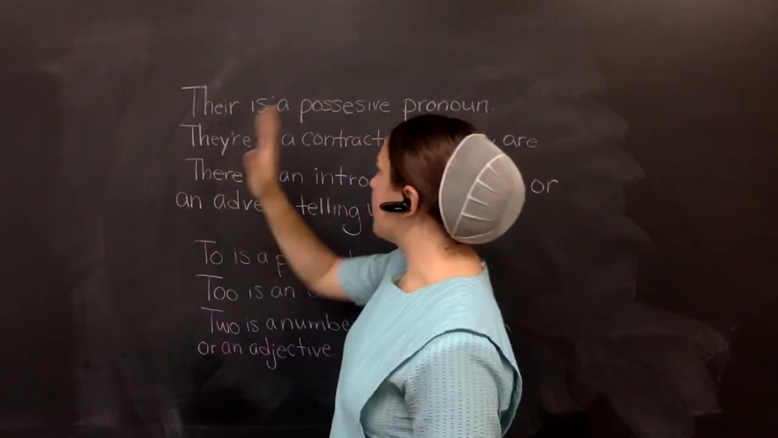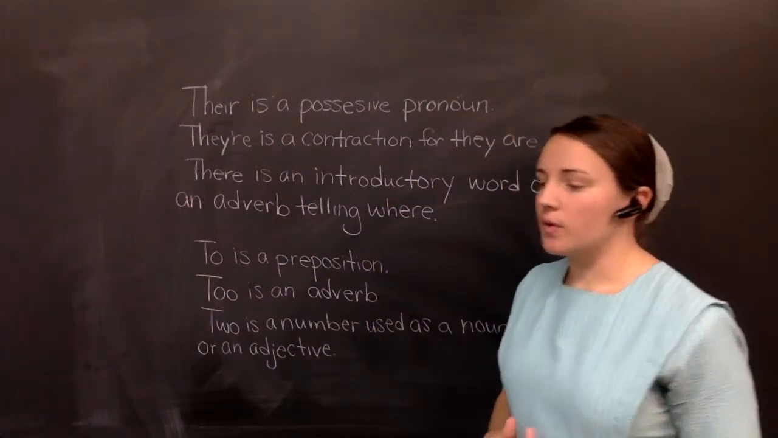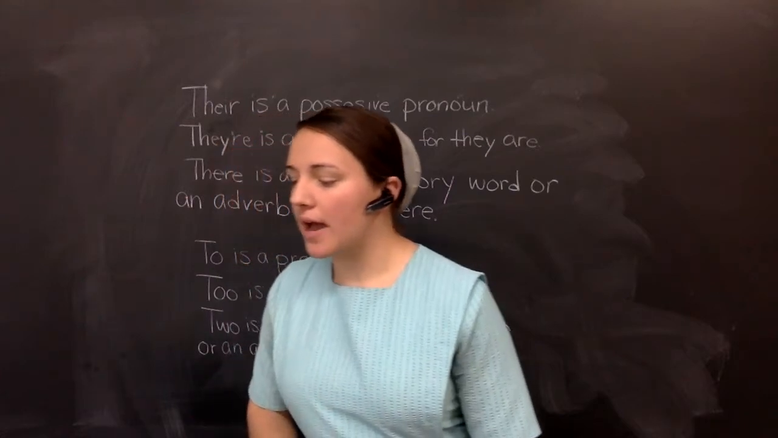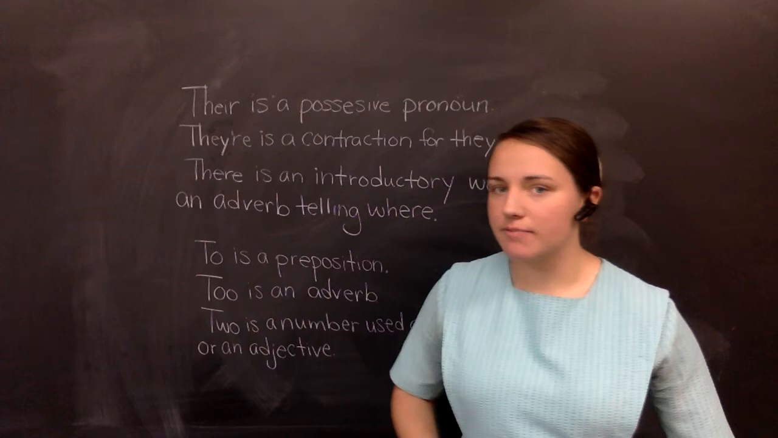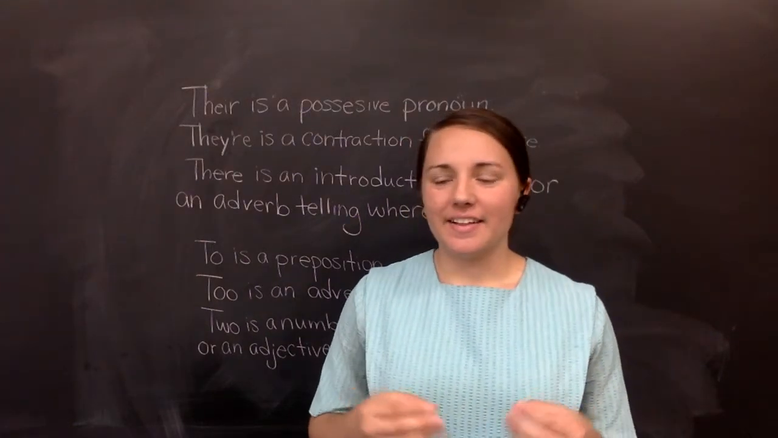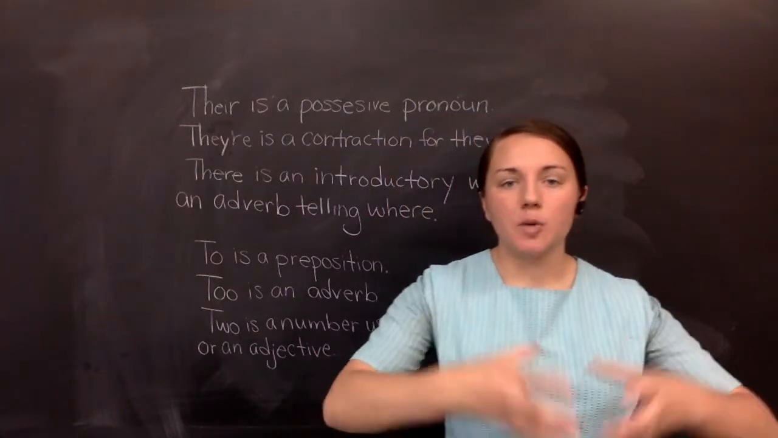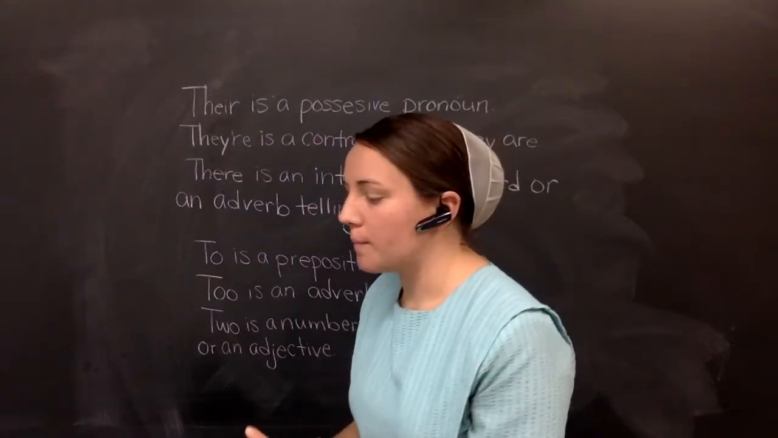Now, the first one, their, is a possessive pronoun. It has no apostrophe. It's a possessive pronoun showing ownership, and it's used as an adjective before a noun. So you could say, their dog is cuddly. It's possessive. Their is saying they own their dog.